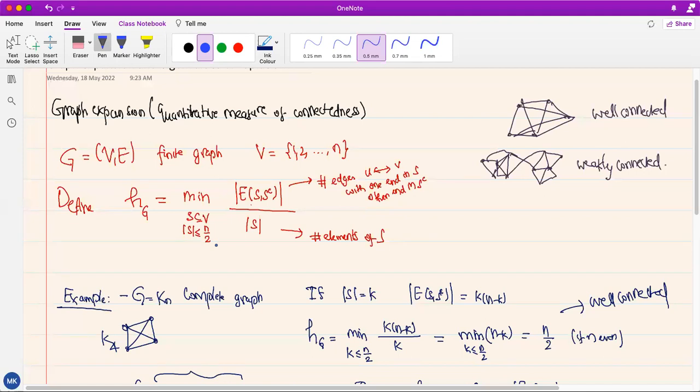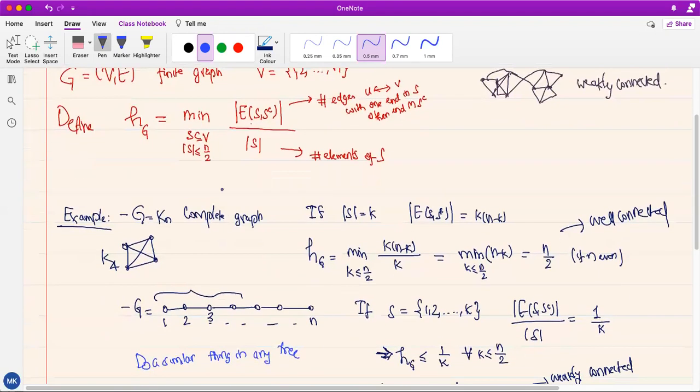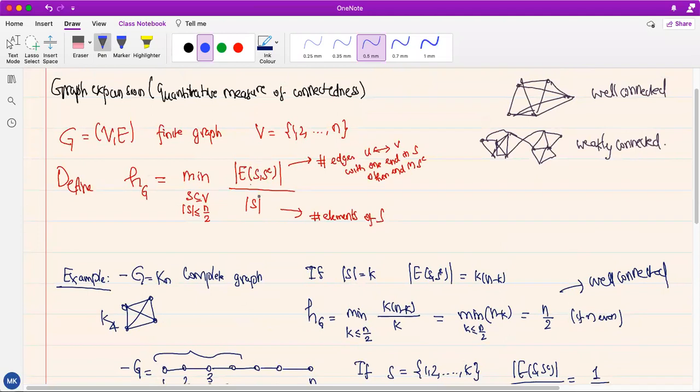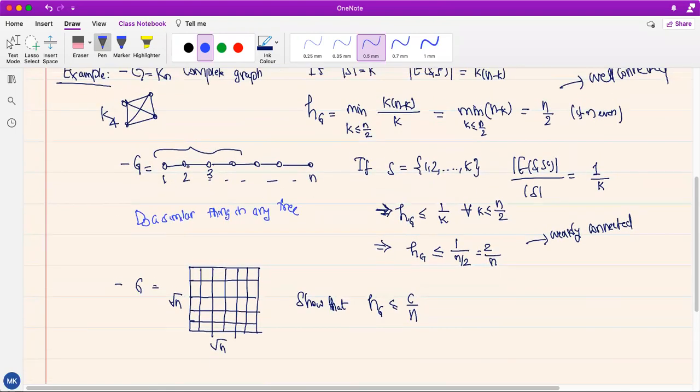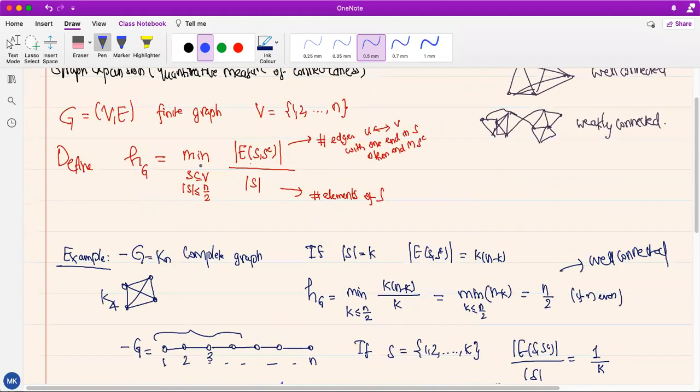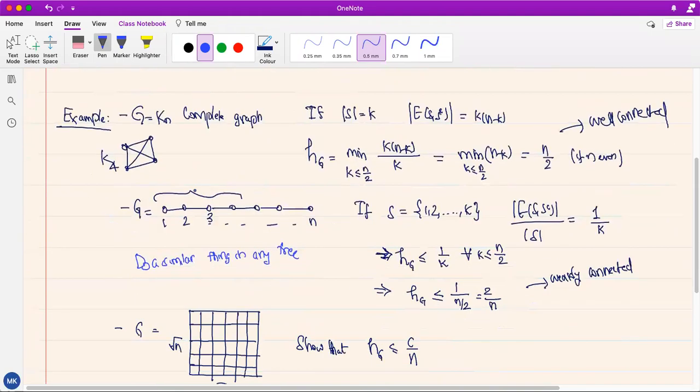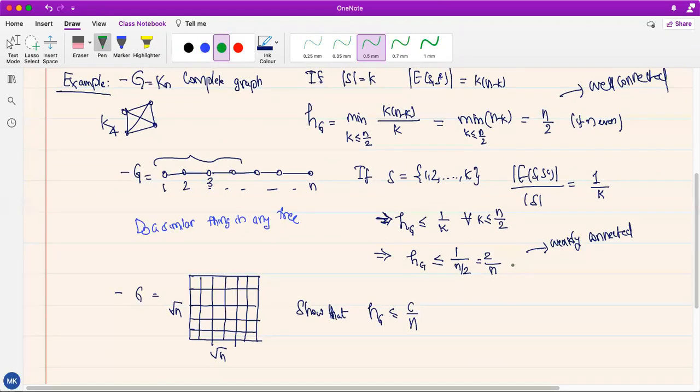It's not just asking about disconnection. It is measuring how much goes out of S as a proportion of the size of S. So it is measuring the well connectedness of S to S complement, and you take the worst case. Now let me explain the definition: why the minimum and why S less than or equal to N by 2? Even here, it is an important point to note that if you take a foolish choice of S, like 1, 3, 5, 7, etc., the odd ones, then how many edges go from S to S complement?